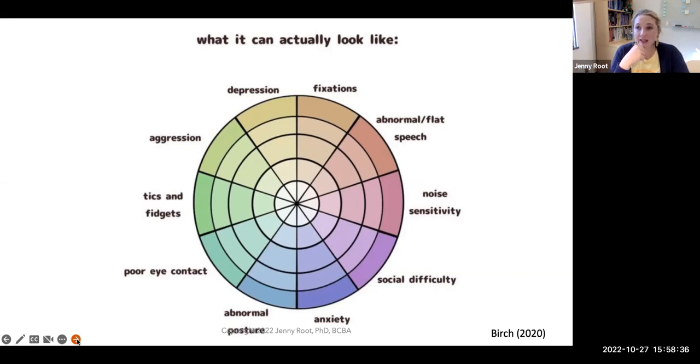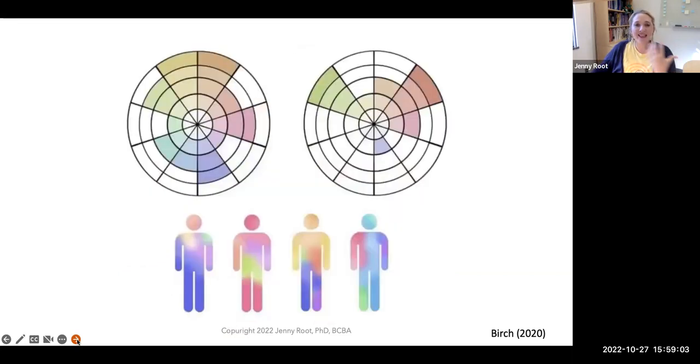They may also have perhaps aggression as a result of communication, language, sensory difficulties, depression, abnormal or flat speech. Some individuals might have perfect prosody or pretty close. Maybe they've had great therapy or they've learned, and others who struggle. So when you think about this, all these different degrees of how autism looks, this is what autism actually presents as. So Birch is to credit for these visuals, but I think that when I saw this, it was really helpful, like, yes, that's what we mean.